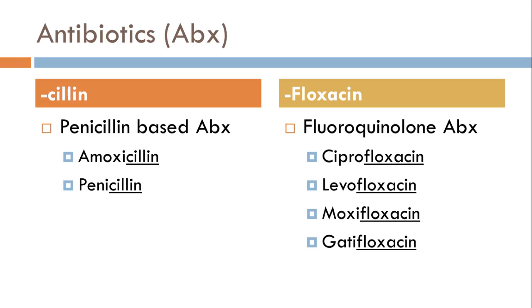Over to the right side, occasionally you'll hear a drug class called fluoroquinolones. Nice big long word, fluoroquinolones. Fluoroquinolones end in the suffix floxacin, F-L-O-X-A-C-I-N. I have four examples here: ciprofloxacin, levofloxacin, moxifloxacin, and gatifloxacin. These four medications all end in the same suffix, and they're all fluoroquinolones. So if you're asked on an exam which of the following four medications is a quinolone or a fluoroquinolone, you'll pick the one that ends in floxacin.